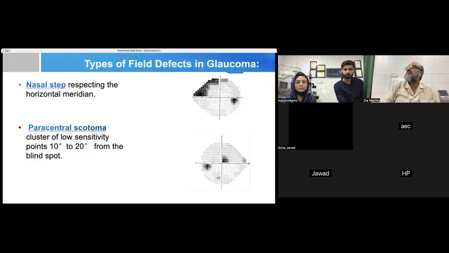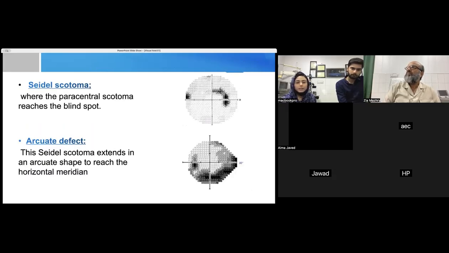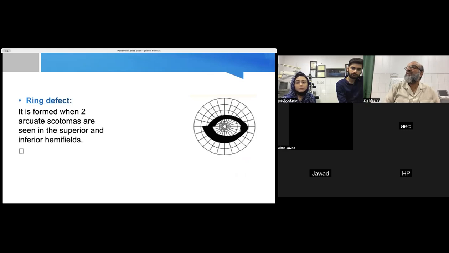Now I'll discuss types of field defects in glaucoma. Nasal step is present nasally and it respects the horizontal meridian. Paracentral scotoma is a cluster of low sensitivity points 10 to 20 degrees from the blind spot. When the paracentral scotoma reaches the blind spot, it forms the Seidel scotoma. When the Seidel scotoma extends in an arcuate shape to reach the horizontal meridian on the opposite side, it forms the arcuate defect. When 2 arcuate defects are present in superior and inferior hemispheres, it forms a ring scotoma.